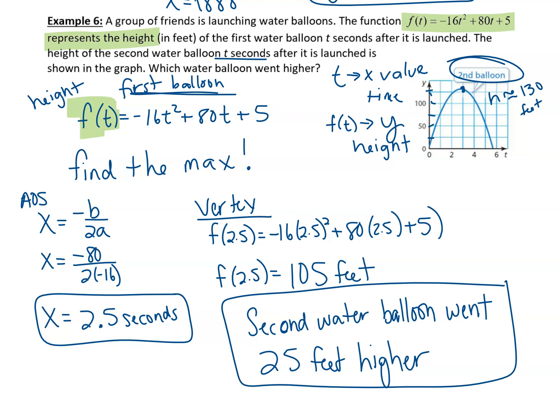So when you're doing those word problems, remember the key things are to read the problem, read it again, write down the important information, and be sure that you identify what the variables are. Which one is your x, which one is your y, and what do they represent? Time, height, speed, distance, whatever. Be sure you know what they're representing. All right, that's the end of that.